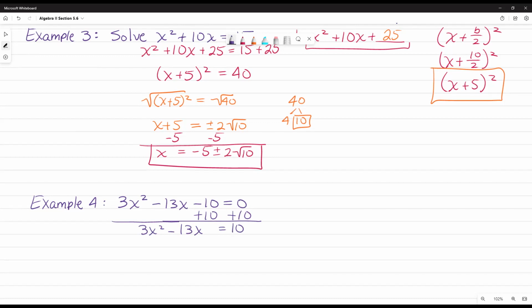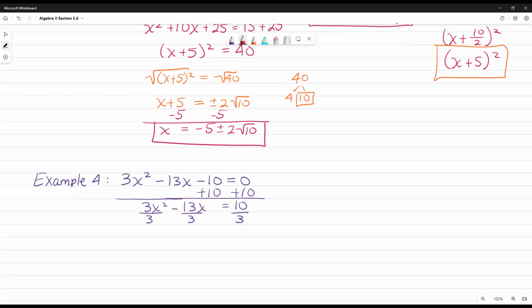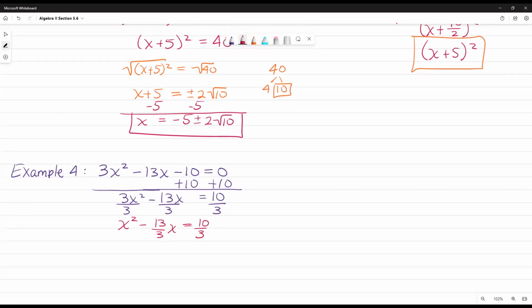Oh, one other thing we need to do. Is 3 a perfect square? No, so let's move it. Well, we divide everything by 3. And that gives us x squared minus 13 over 3 x equals 10 over 3. This is definitely one to have in your notes.